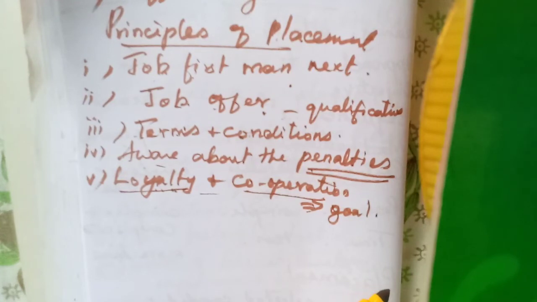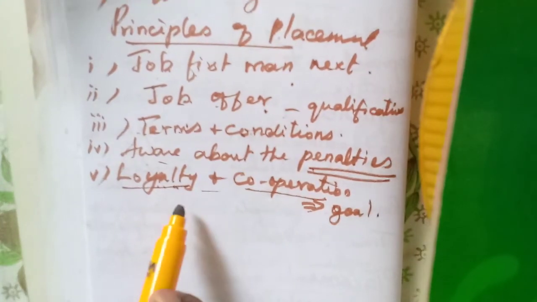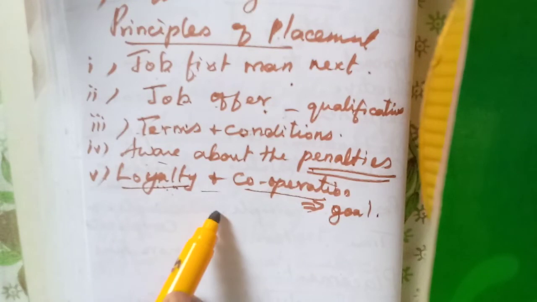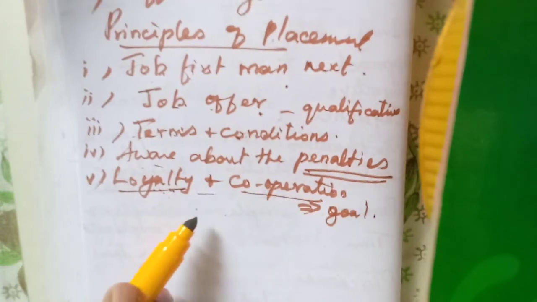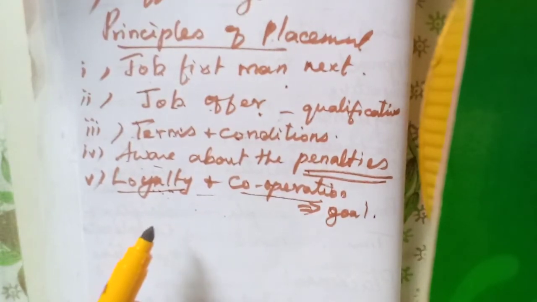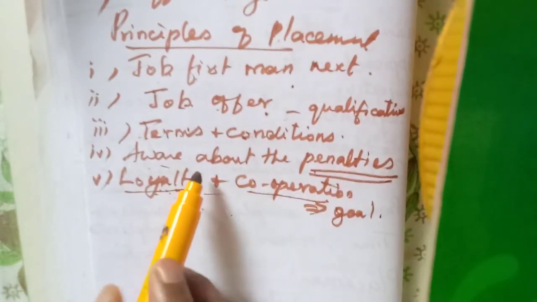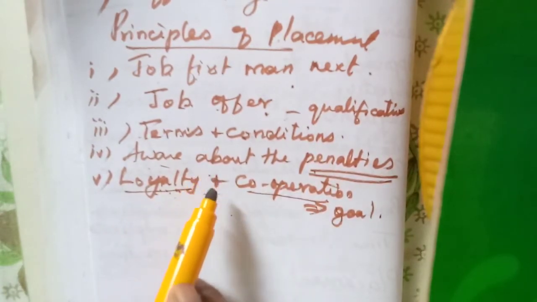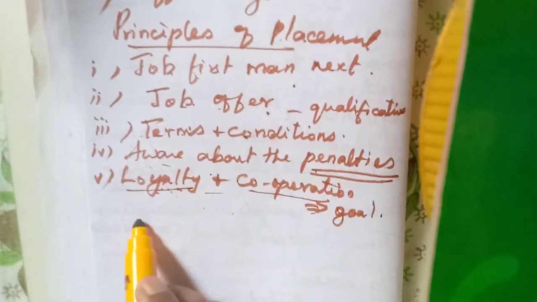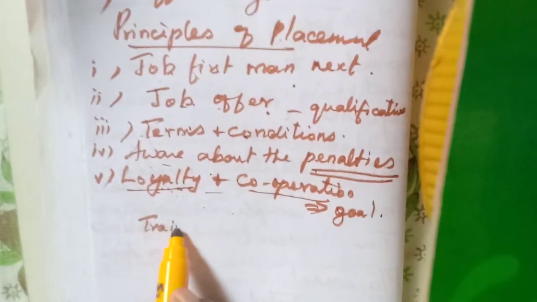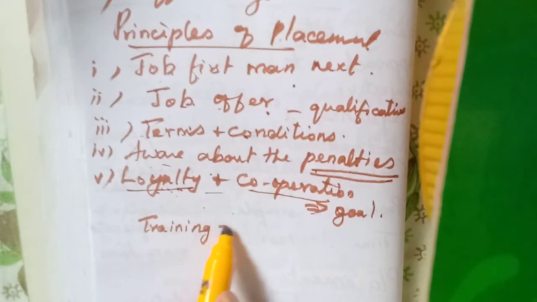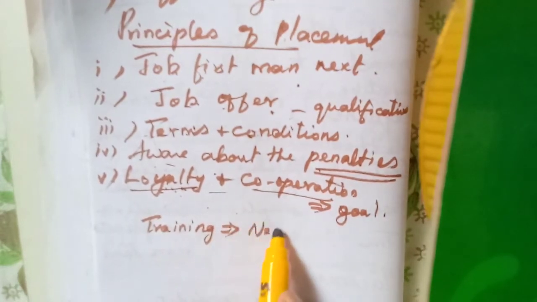Okay, so after placing, again the next chapter we are going, once they have been placed, what they have to do, they have to work loyally in order to achieve the goal. They must be well known about the job. For that they may provide some training also. This training will be learned in the next lesson.